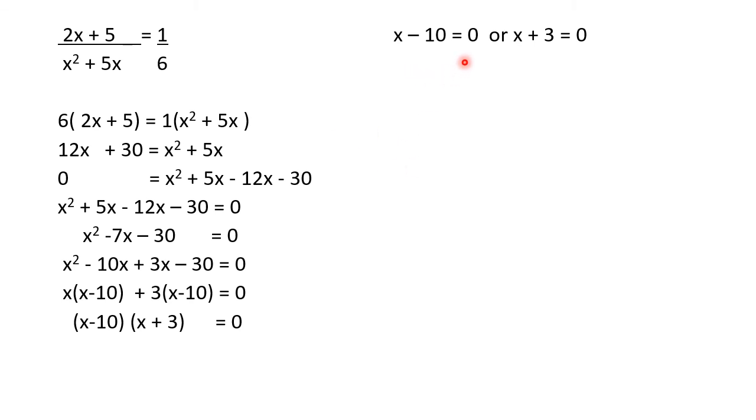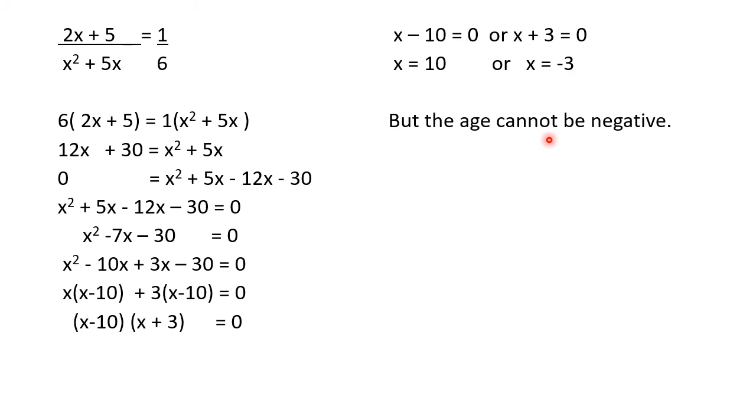So minus 10, if it goes there, it becomes plus 10, and plus 3 when it goes there, it becomes minus 3. But what is the question about? It says that the age cannot be negative. Yeah, so therefore we'll say x is equal to x minus 3 is equal to unacceptable. So x is equal to 10.